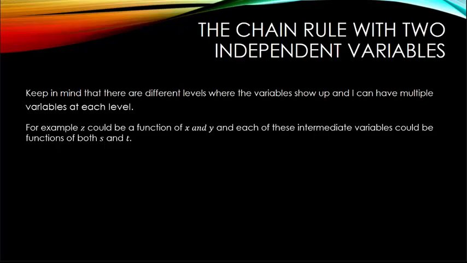For example, I could have z, which could be a function of x and y, and each of these intermediate variables can be functions of s and t. So I'm going to show you a tree diagram that gives me the hierarchy of how these functions relate to the independent variables and the intermediate variables.